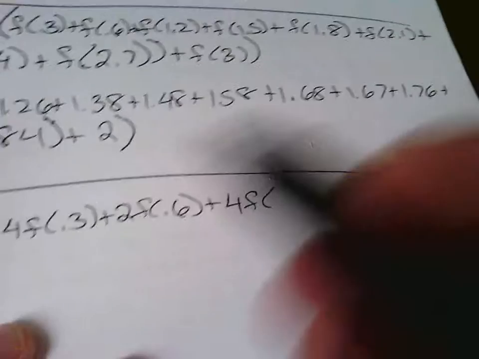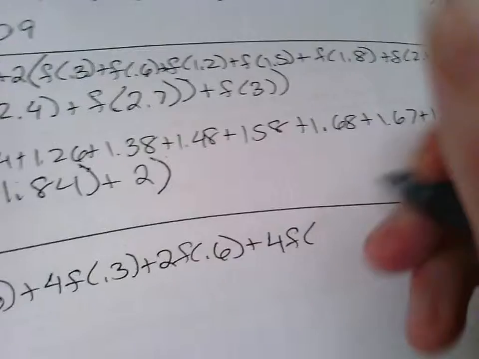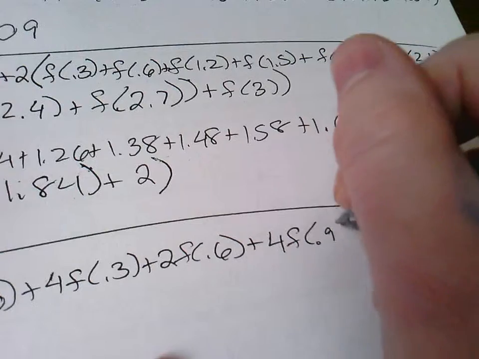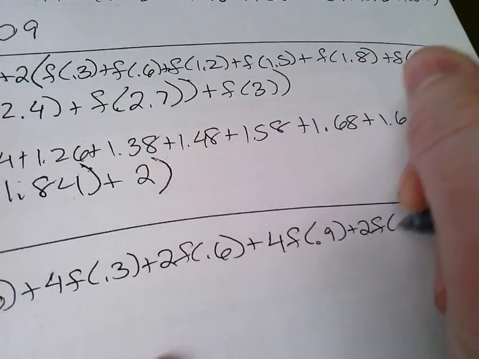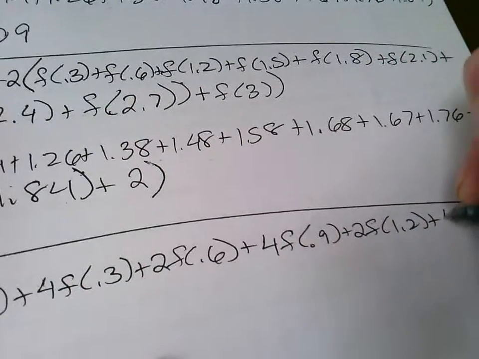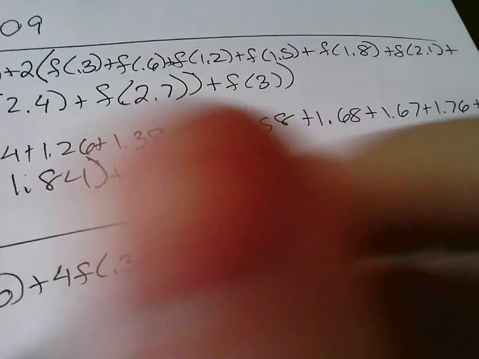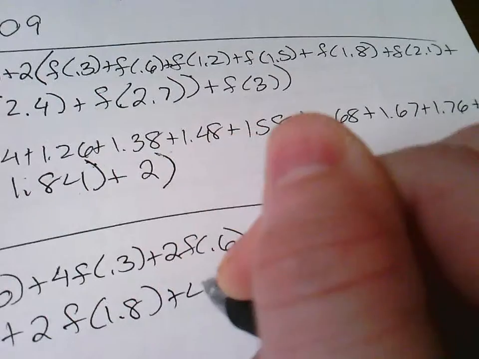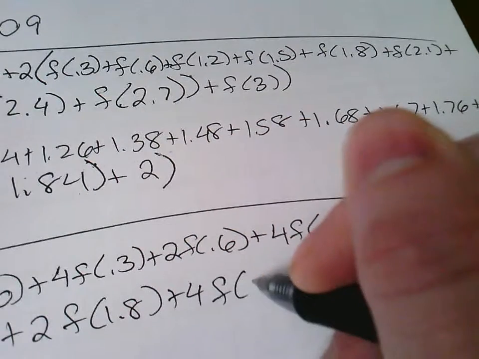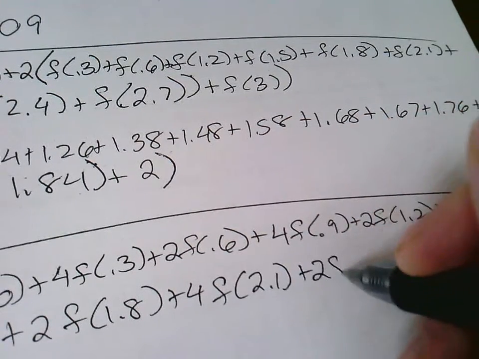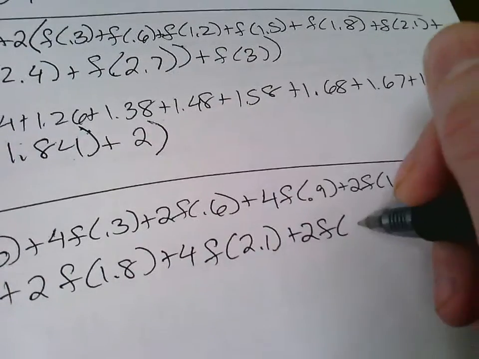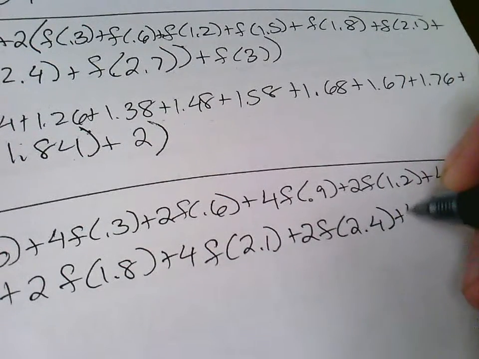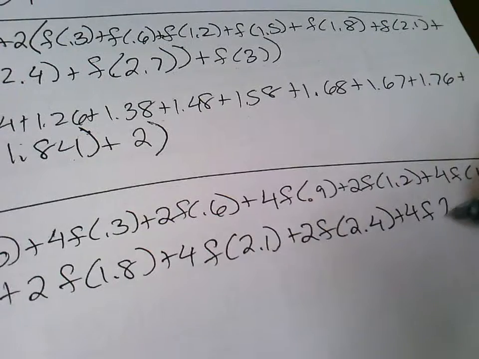So I just noticed that because of the missing value, it's 4 f of 0.9 plus 2 f of 1.2 plus 4 f of 1.5 plus 2 f of 1.8 plus 4 f of 2.1 plus 2 f of 2.4 plus 4 f of 2.7 plus f of 3.